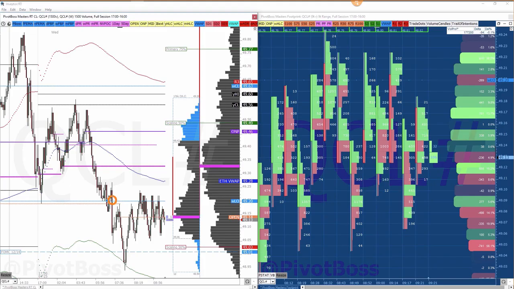Bears were taking price through the previous week's low. They were defending here, defending here, defending here. These are bears defending the previous week's low. Meanwhile, we have higher lows going into those prices. Again, that gave us additional confirmation.